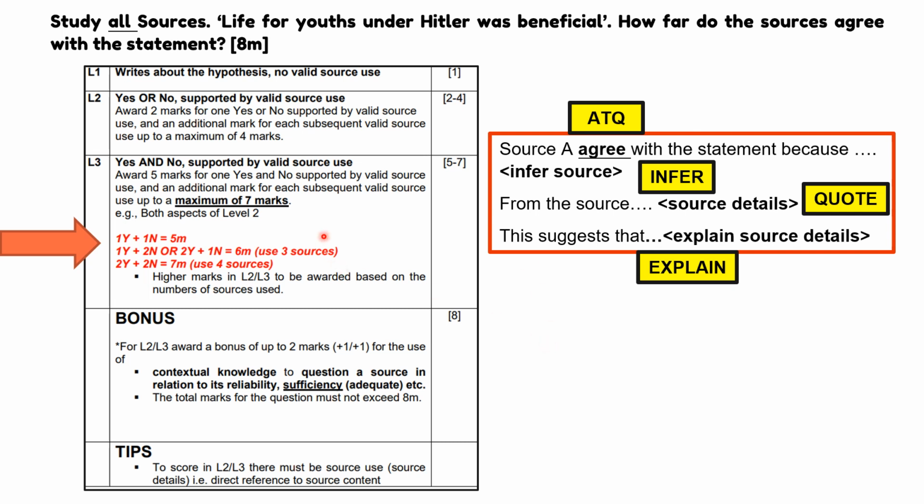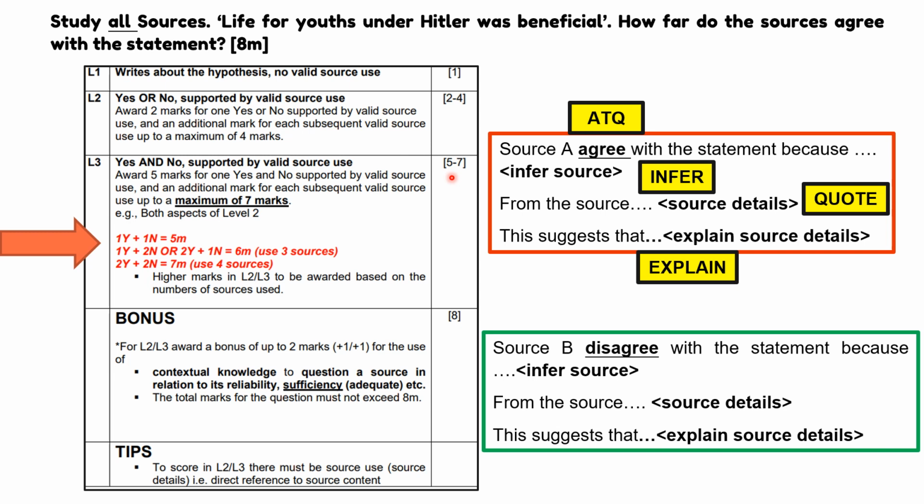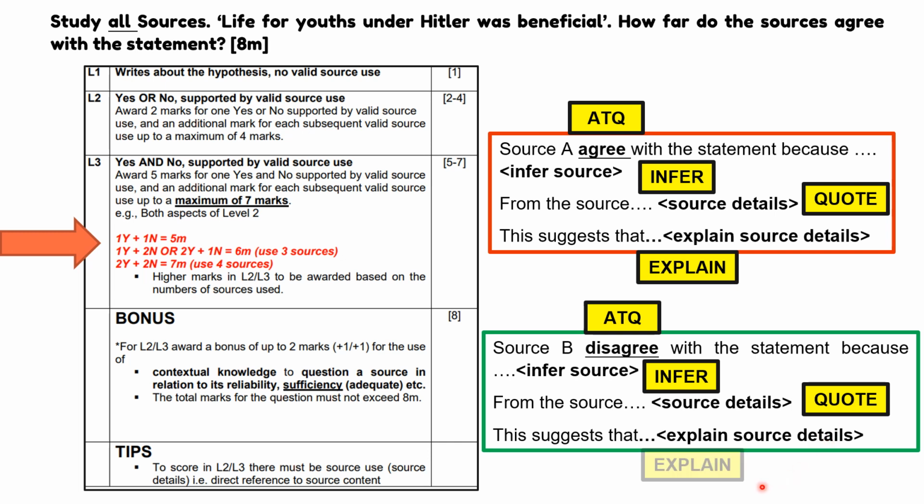To get the 5 marks, you have to write another paragraph that says about disagree. That means you need to find another source that unfortunately disagrees with this particular statement. Infer, again quote, and of course you explain. All right, so having 2 of these paragraphs would get you 5 marks.